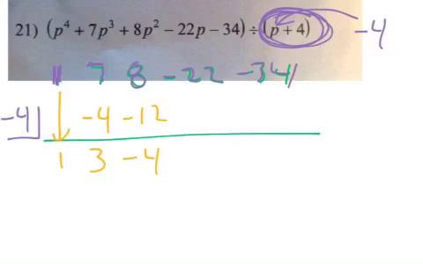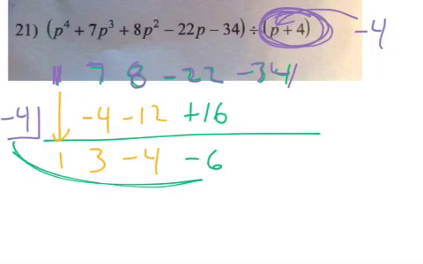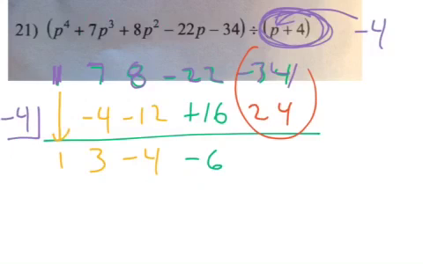And then hopefully you can see the pattern. Let me change colors. But -4 times -4 is a plus 16, right? So I'm going to put that plus 16 up here. And notice -22 and positive 16 is simply -6. And then finally, when I multiply right here, I hope you agree, -6 times -4 is positive 24. And notice, isn't -34 and 24 -10?